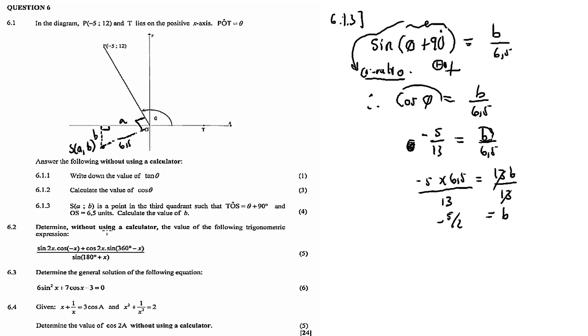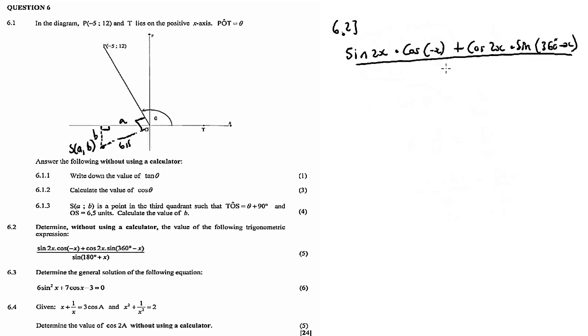Right, so I'll go to 6.2. Determine without using a calculator the value of the following trigonometric expression: sine 2x multiplied by cos of negative x, plus cos 2x multiplied by sine of (360 degrees minus x), everything divided by sine of (180 degrees plus x), equal to.